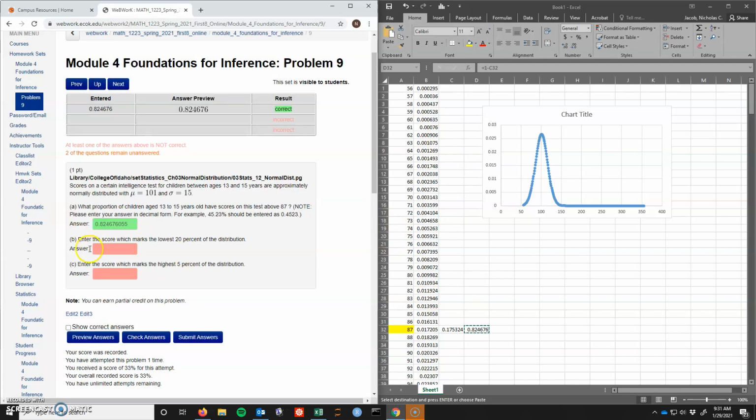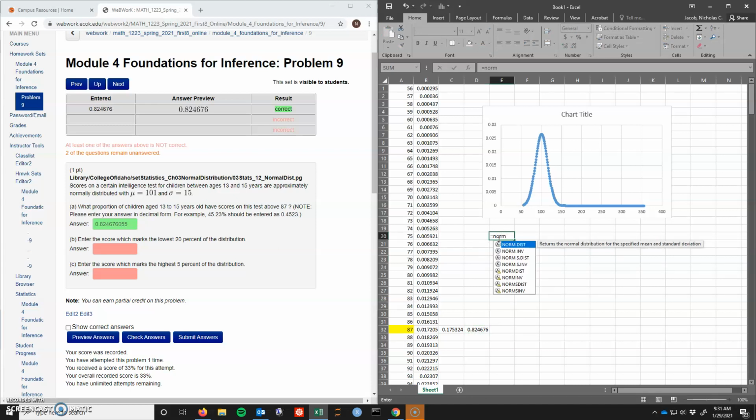Okay, so then let's try the next thing here. Enter the score which marks the lowest 20% of the distribution. So by the way, that number is going to be very close to 87 because 17% was the lowest, right? Maybe a little higher. But I want to use Excel to find this. For this one, we're still going to use norm.dist, but this time we're going to use the inverse. We use the inverse here because we're going to give it a probability and ask it to return an X. Before we gave it an X and asked it to return a probability. So I'm going to ask it to find 20% with the mean of 101 and the standard deviation of 15.